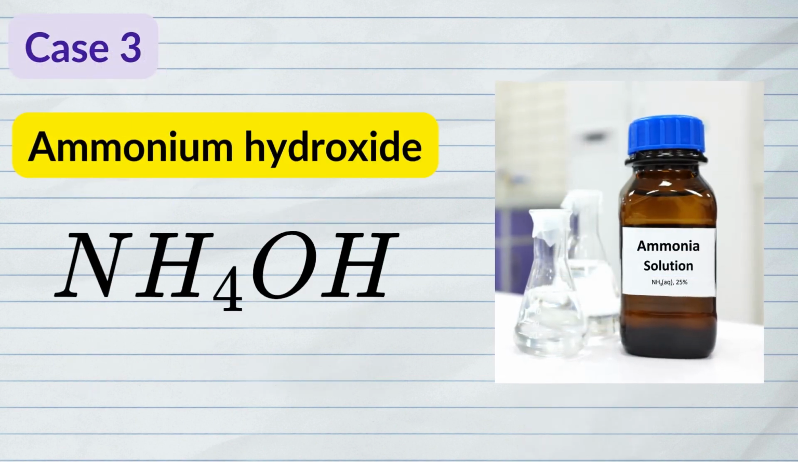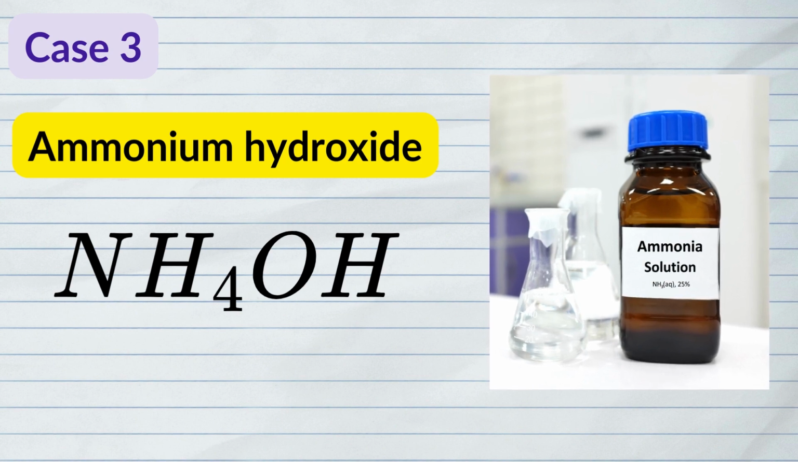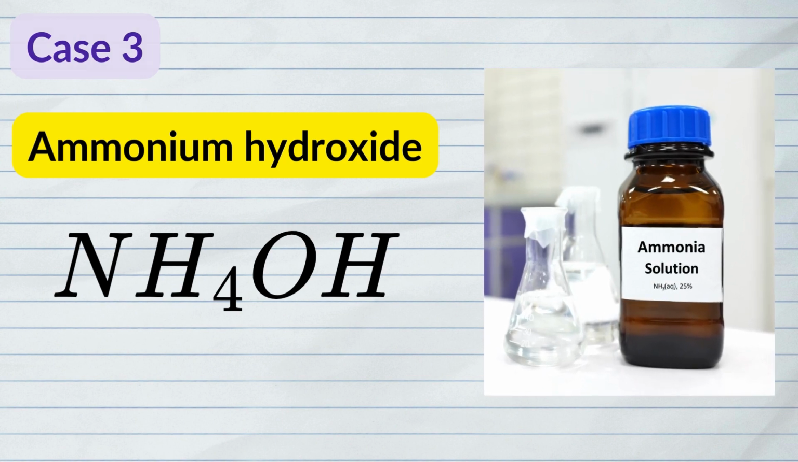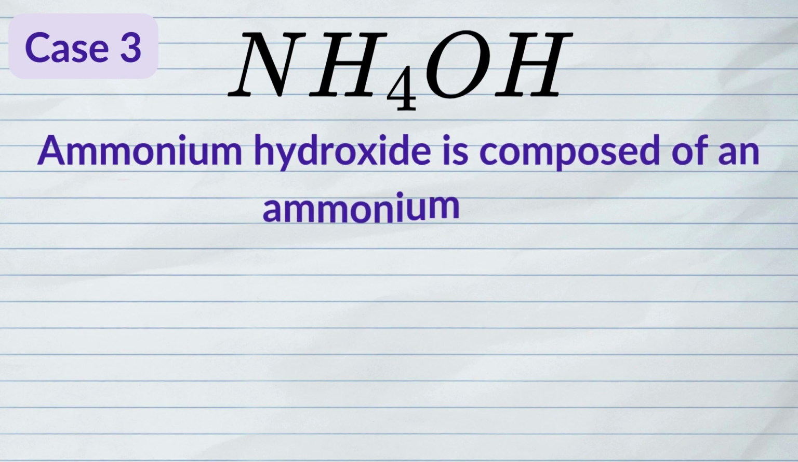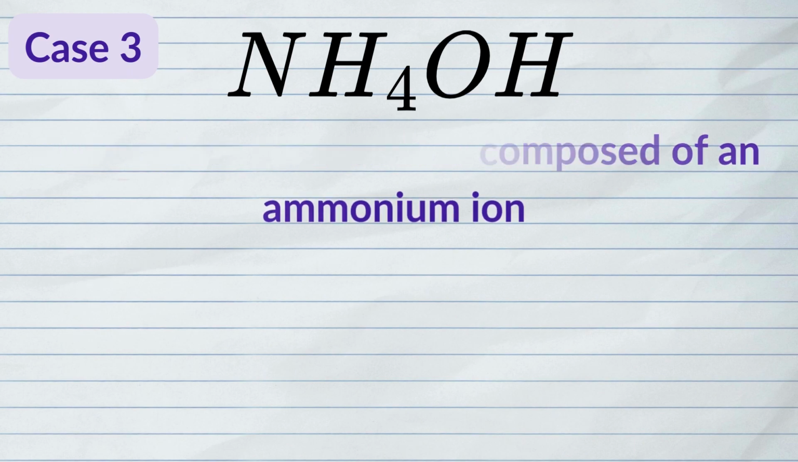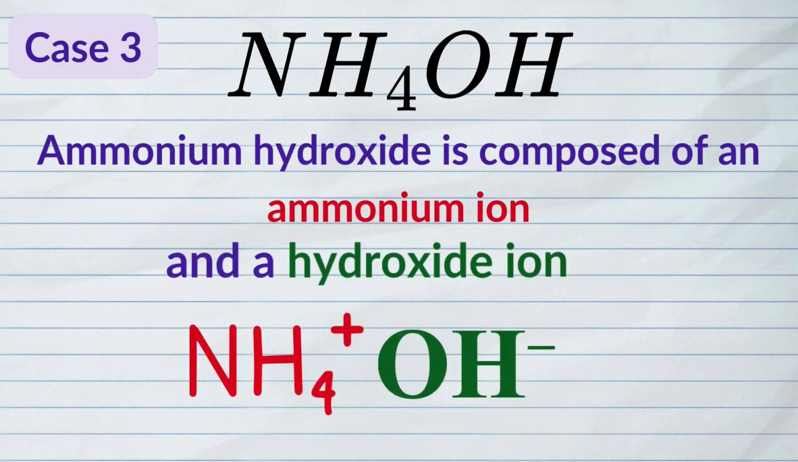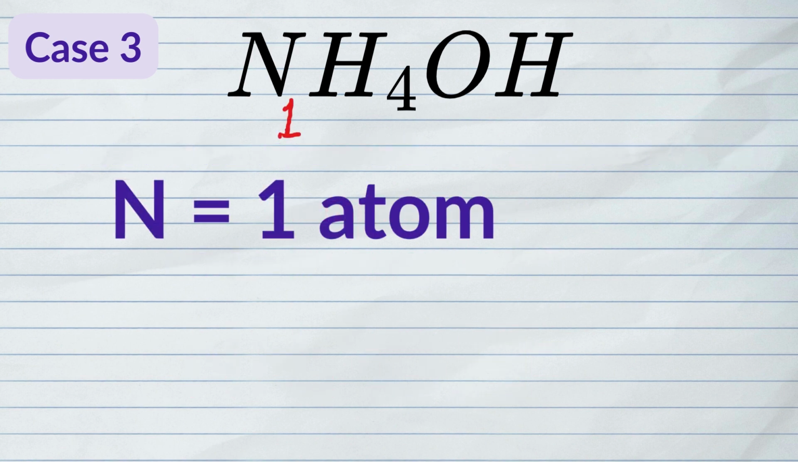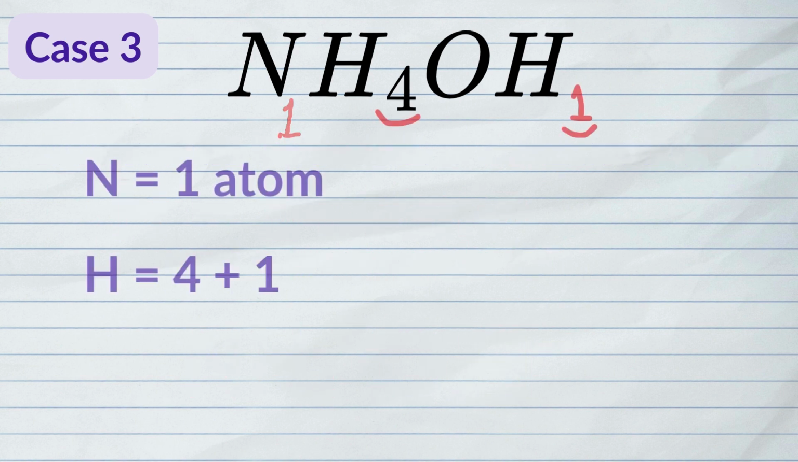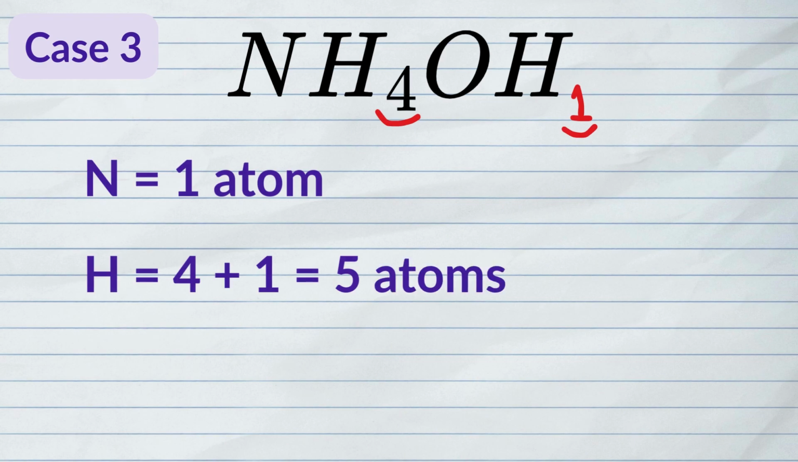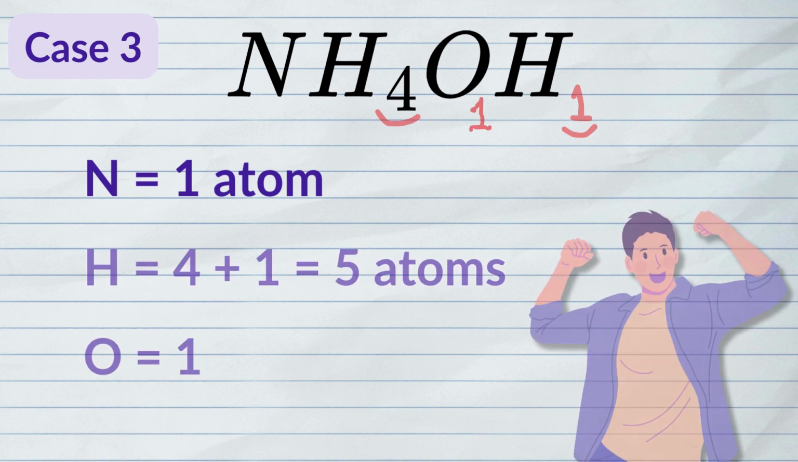Case 3. Ammonium hydroxide, NH4OH. Ammonium hydroxide is composed of an ammonium ion, NH4, and a hydroxide ion, OH1-, and needs to be written as NH4OH. So N here is one atom, and H is the subscript 4 plus the subscript 1. So that will be 5 atoms, and oxygen is 1 atom.